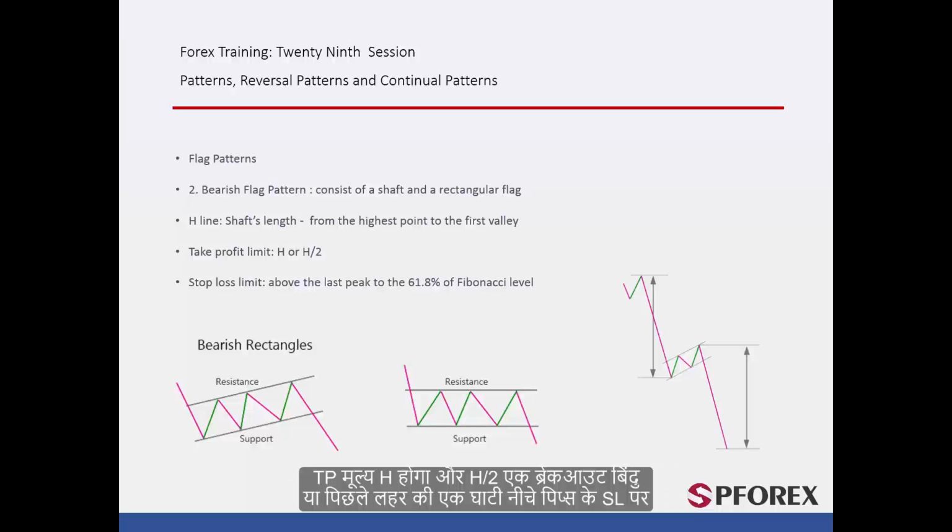TP price would be h and h2 pips below a breakout point or the valley of the last wave, while SL can be between the peak of the last wave and the 61.8% level of the Fibonacci that is drawn on H.